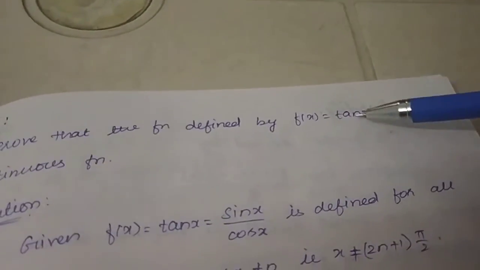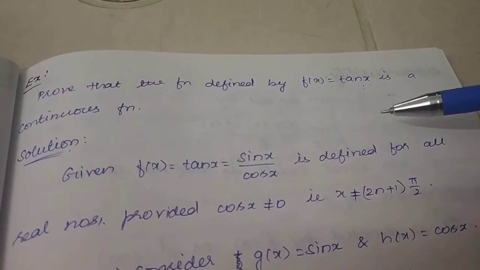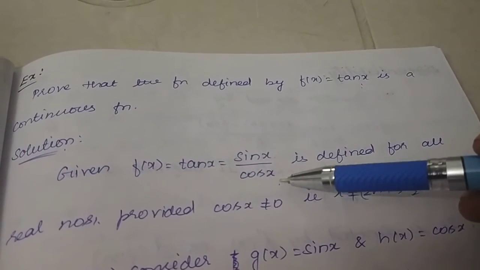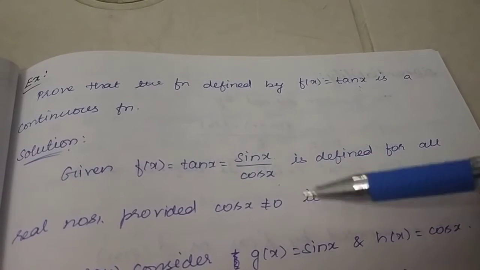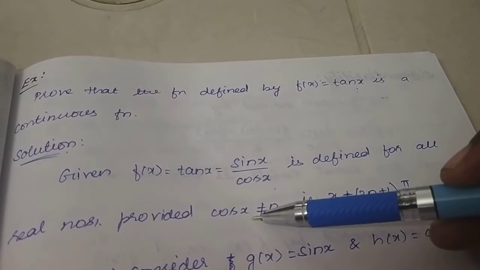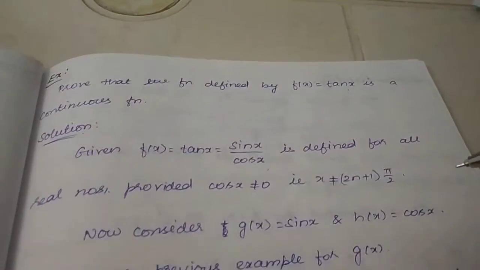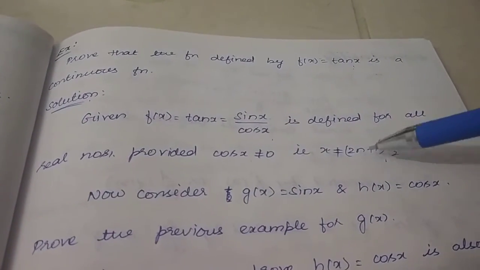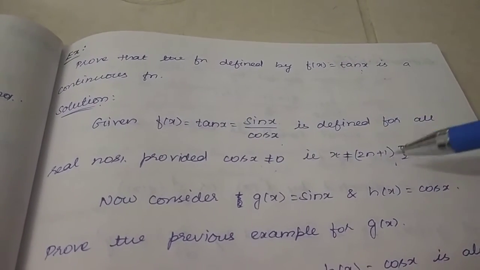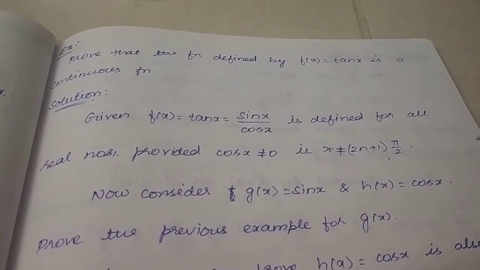Similarly, let me prove for tan x. Tan x is nothing but sin x by cos x. Here we are having one more condition, that this denominator value is not equal to 0. If cos x is not equal to 0, what should be the value for x? The value for x should be 2n plus 1 into pi by 2. If x is equal to this value, then cos x will become 0. Here it should not be equal to 0. So we have to consider that x should not be equal to 2n plus 1 into pi by 2.